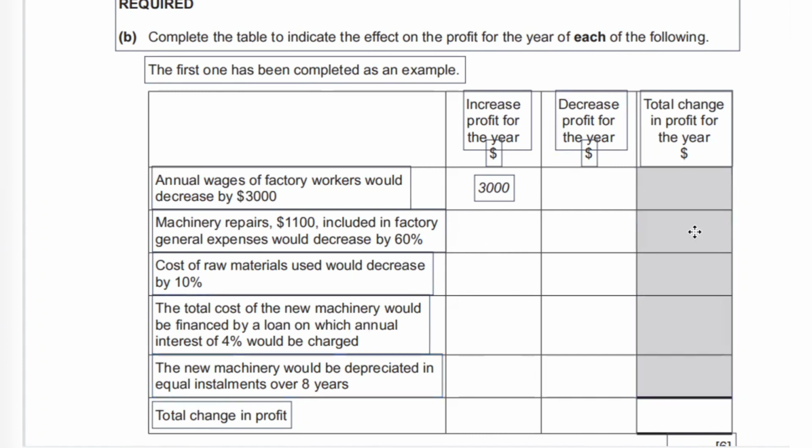So we have 3,000 increased profit, 660 will increase the profit, 3090 will increase the profit, 4,000 will decrease the profit, and 500 will decrease the profit. So the net amount would be 2,250.